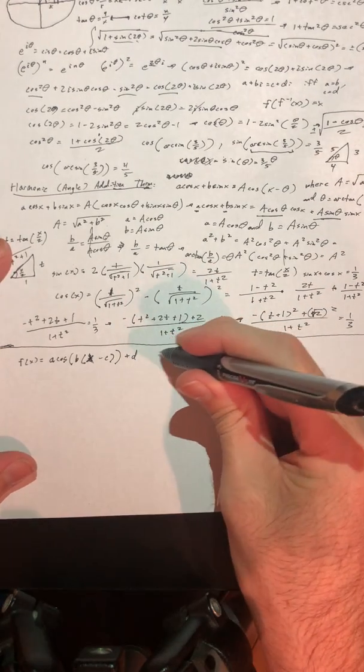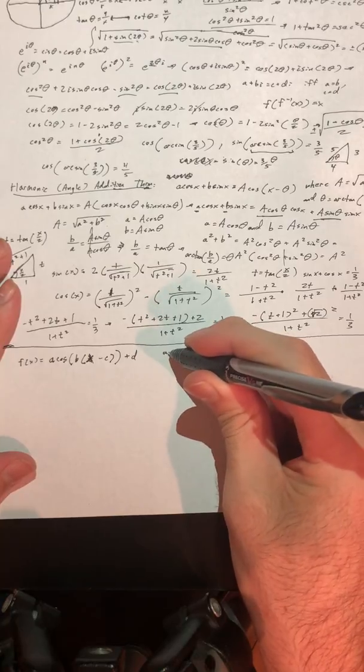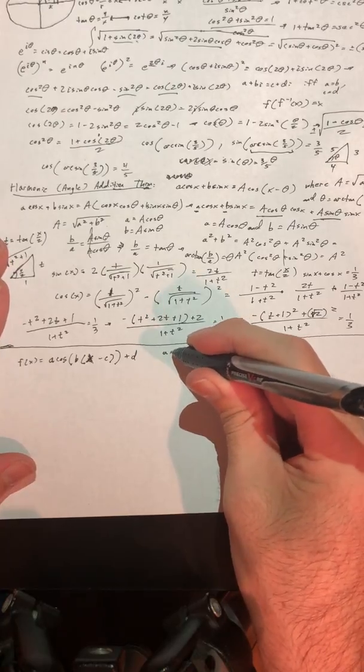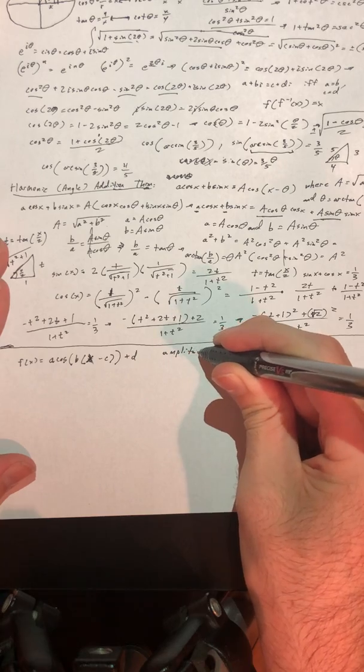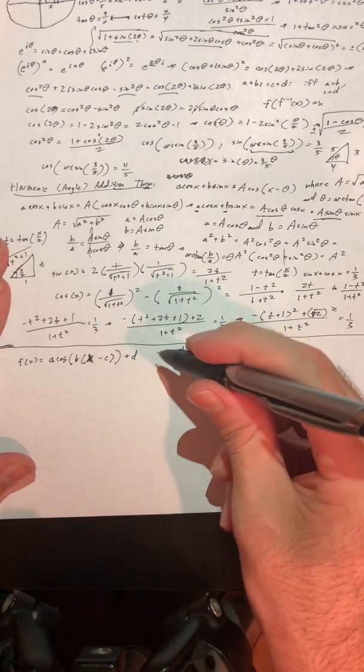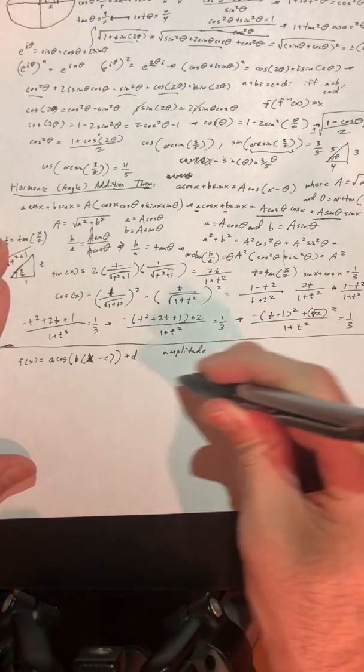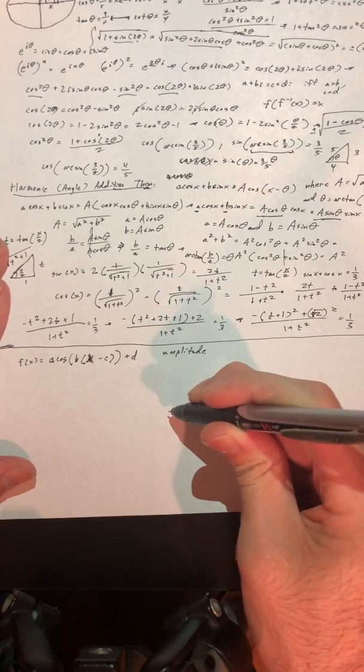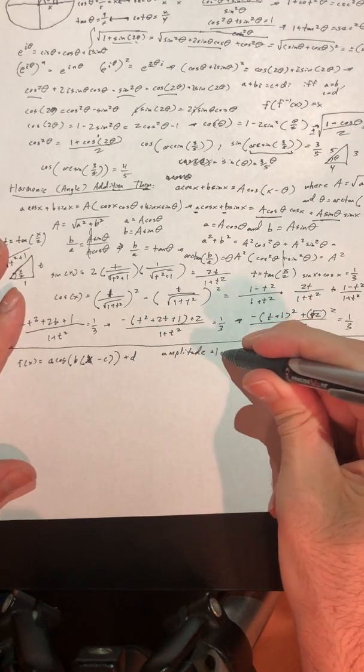So what is A? A is your amplitude. In other words, how far you go from kind of your middle resting point to the top or to the bottom. It's given by the absolute value of A.